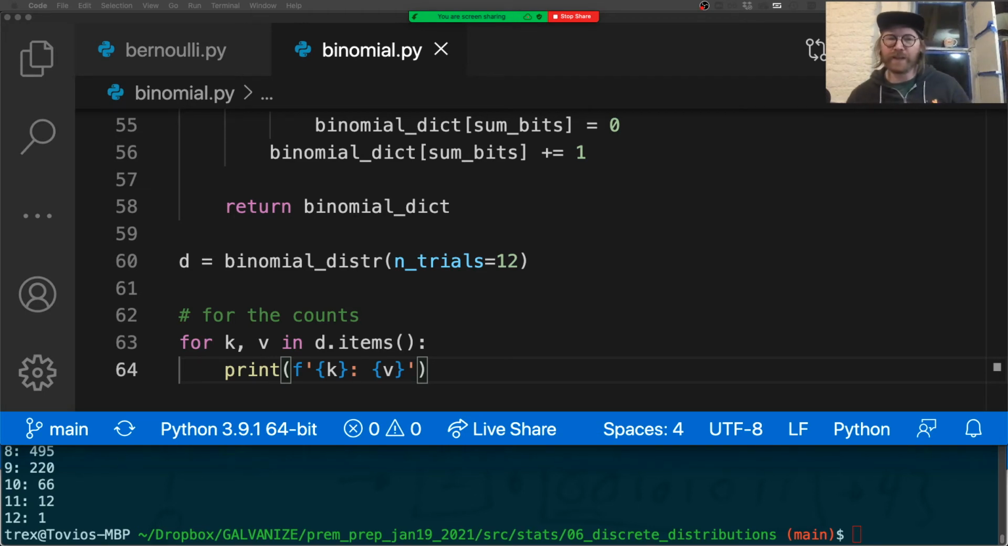And just in case you need it, I put this entire code, all the code for this part of it, into the Slack.